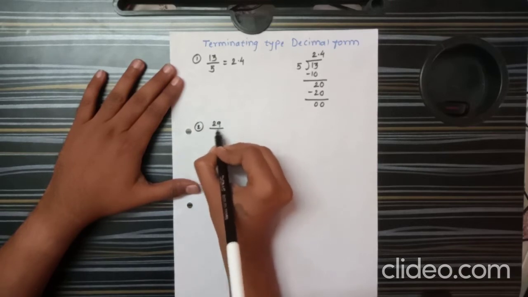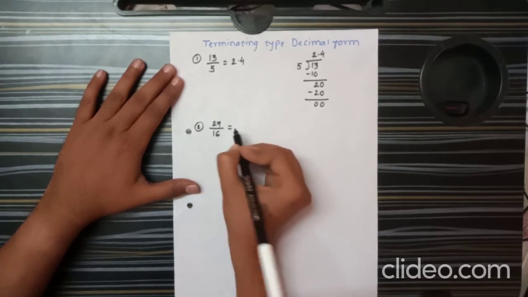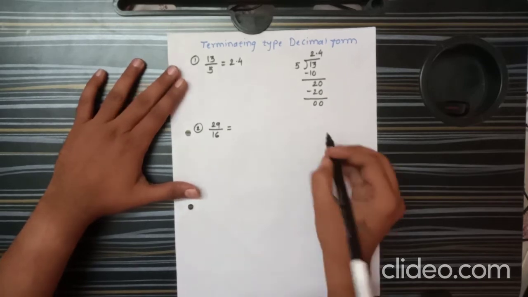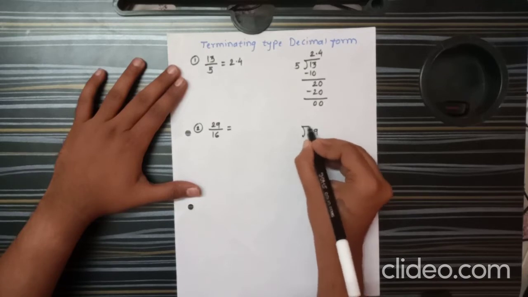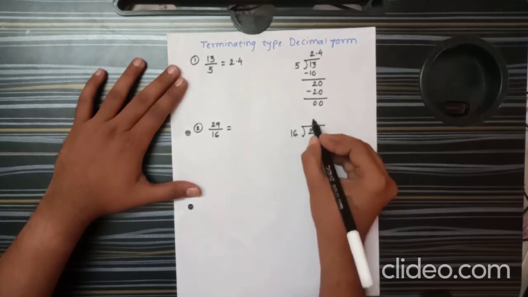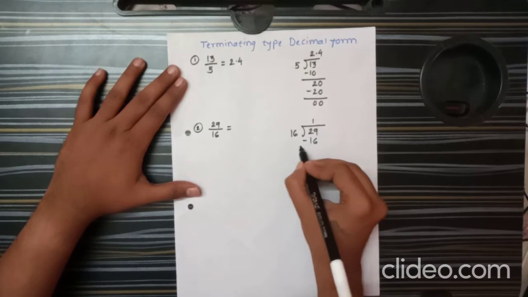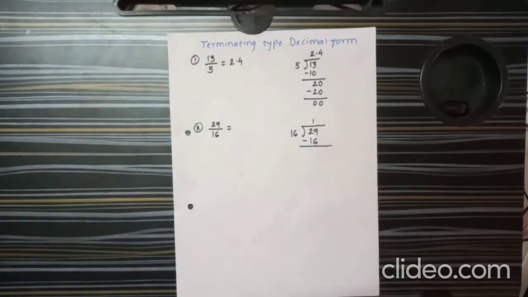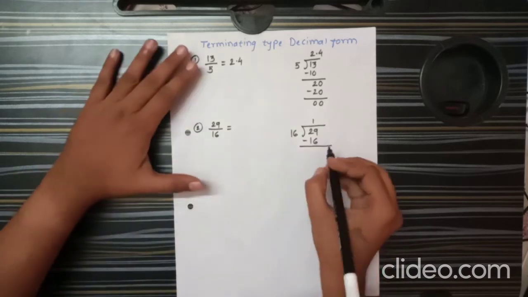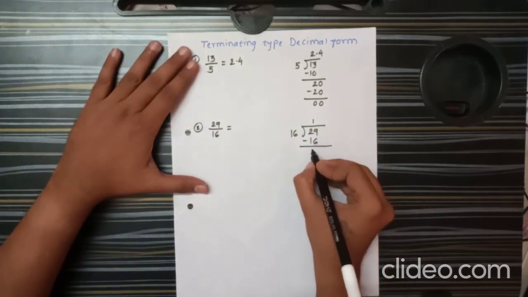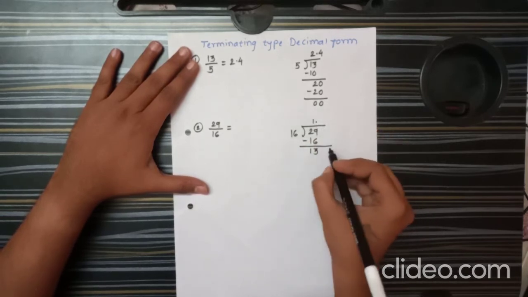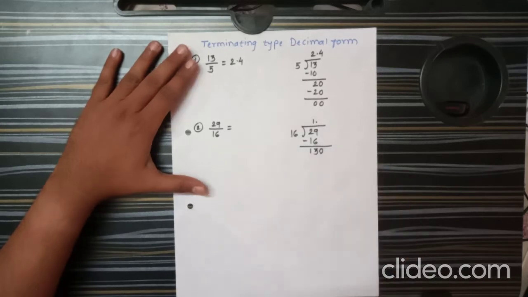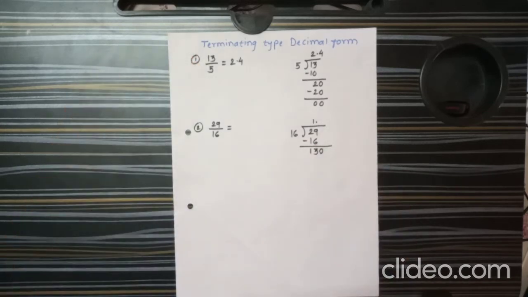One more example we are going to see now. 29 upon 16. This example we are going to solve now. Again I am arranging these numbers in division form. 16 ones are 16. Now if we subtract 16 from 29, our answer will come out to be 13. We are going to put a decimal point over here, then we will take 0 from this particular end.